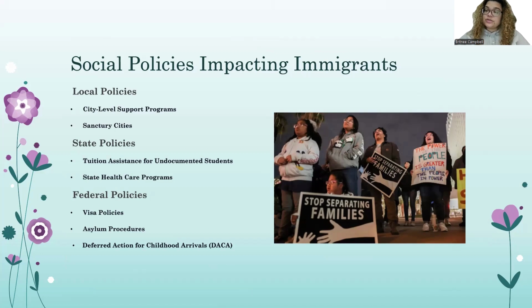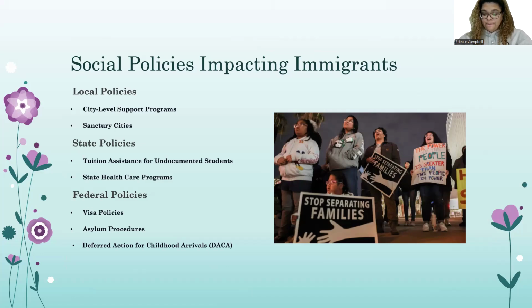Then there are also still some sanctuary cities. Sanctuary cities, such as San Francisco or Seattle, have policies that limit cooperation with federal immigration enforcement. These cities prioritize building trust with immigrant communities to encourage reporting of crimes and accessing social services without fear of deportation. Then when we move to state policies, the first one that's going to come up is actually tuition assistance for undocumented students.